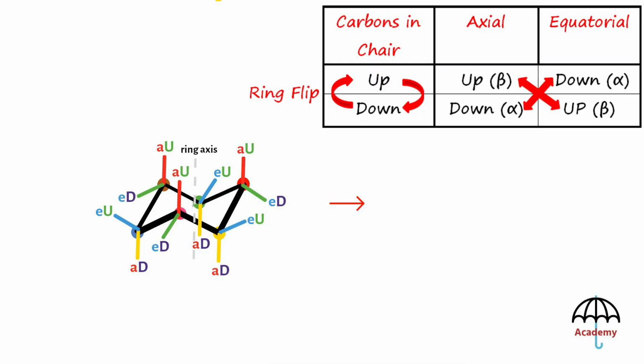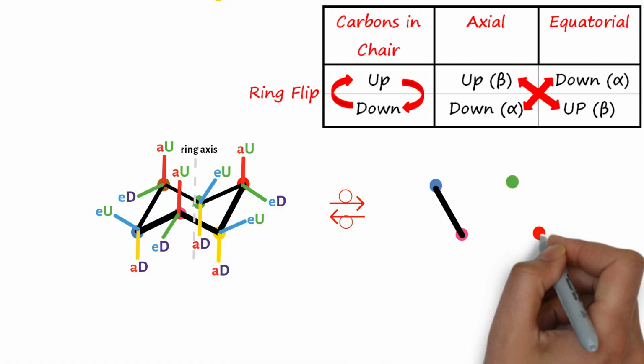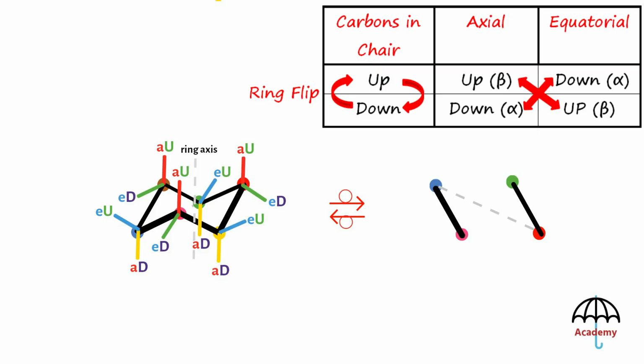The ring flipping is shown by this sign. I can draw the flipped form using the same method we discussed above, so that up carbons are now down, and down carbons are now pointing up. Remember that, upon ring flipping, axial becomes equatorial and equatorial becomes axial. But positions up remain up, and positions down remain down.